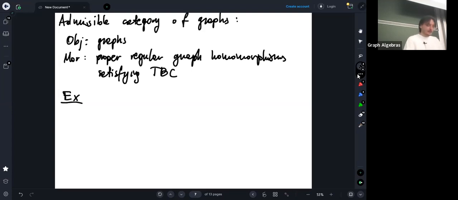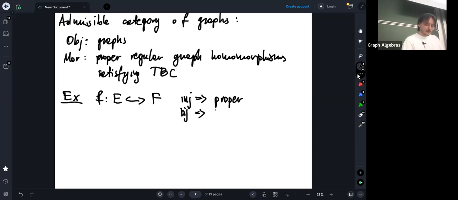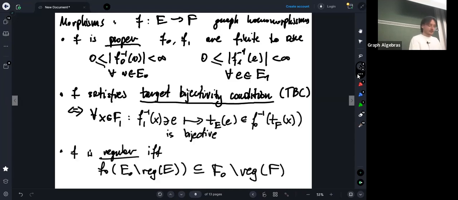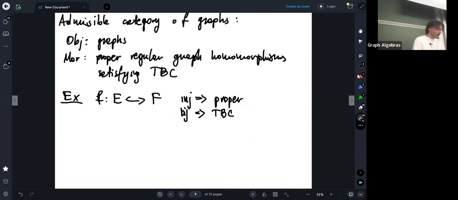So first of all, if you have any F that gives you a subgraph, so it's both injective on vertices and on edges, then injectivity implies properness, of course, 1-to-1 implies finite-to-1. But if your map is bijective, then you get the target bijectivity condition, right? If you're bijective for everything, then in particular this condition here is satisfied, since you're bijective on those subsets too. So that's one example.